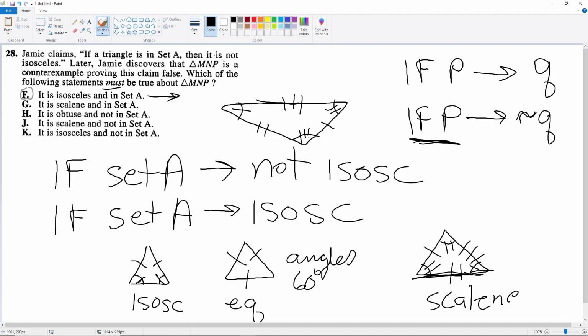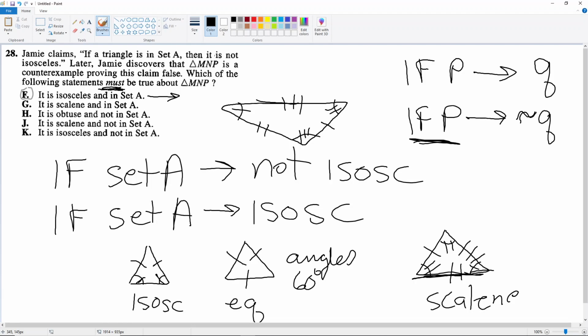That's an obtuse scalene triangle. So H could be just the original statement, if P, then Q. If it's in set A, it is not isosceles. It's an obtuse scalene triangle. That could be true for H. H could be an isosceles obtuse triangle, but it doesn't have to be. And this one says must. It doesn't say which one could be true. It says which one must be true. H could also be not true, not a counterexample. In other words, H is just if P, then Q. It's in set A, and it's an obtuse scalene triangle. So that doesn't fit the must.